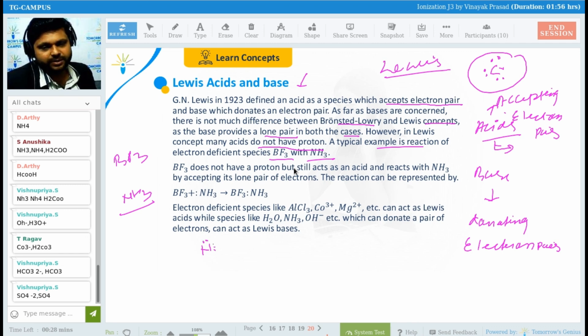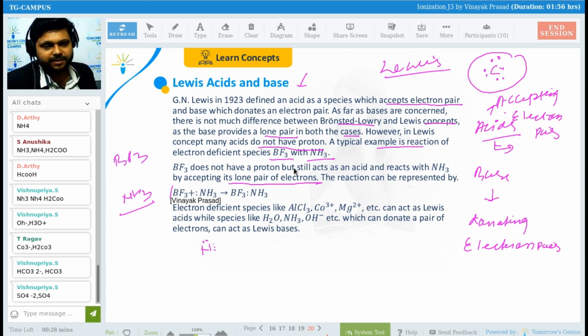So if it is bonding with 3 hydrogens, again we will be having 1 lone pair on that nitrogen, right? So you can see here BF3 does not have a proton but still acts as an acid and reacts with NH3 by accepting its lone pair of electrons. So BF3 will be accepting the lone pair from the nitrogen, right?